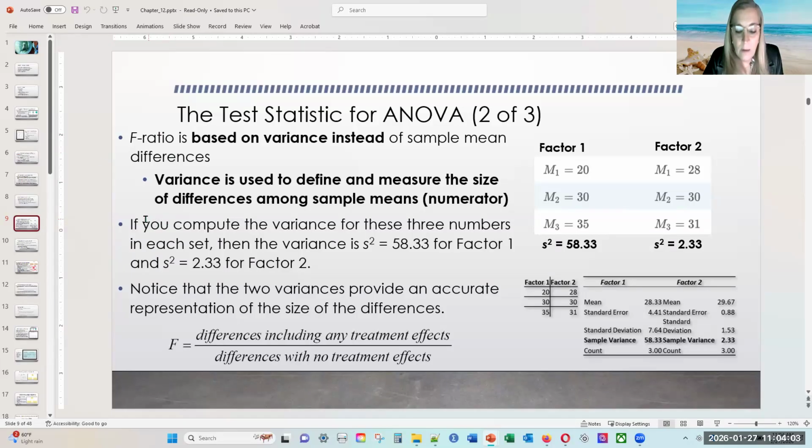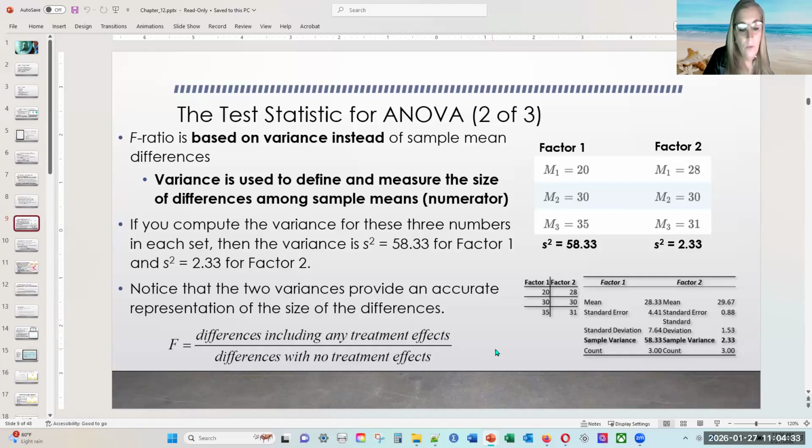All right, so variance is used to define and measure the size of the differences among your sample means. And that is what is calculated in the numerator. So we're calculating variance for each group and then adding it together: how much difference or how much variance exists between all of the groups when compared together.